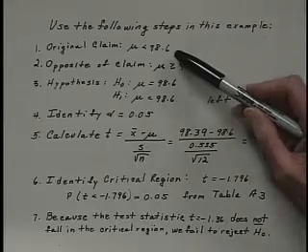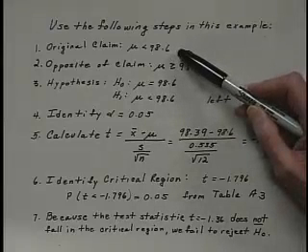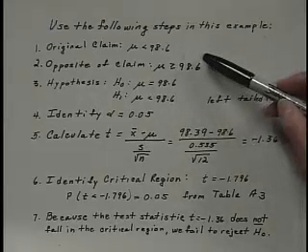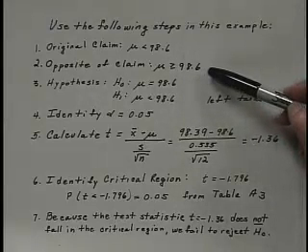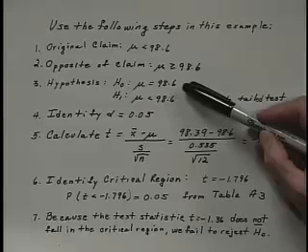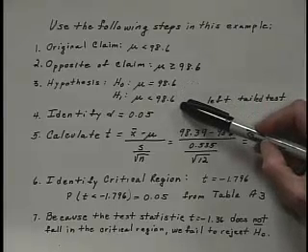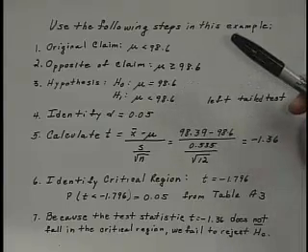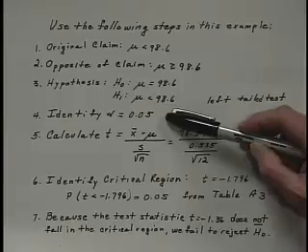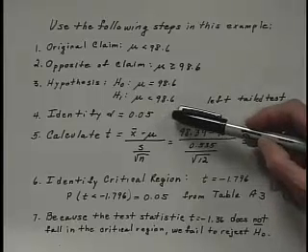The original claim is mu is less than 98.6. Now, what is the opposite of the claim? It's mu is greater than or equal to 98.6. With this in mind, we can compose the hypotheses. The null hypothesis is mu is equal to 98.6, and the alternate is mu is less than 98.6. This tells us that we have a left-tailed test. Next, we need to identify alpha, and in this particular problem, alpha is 0.05.